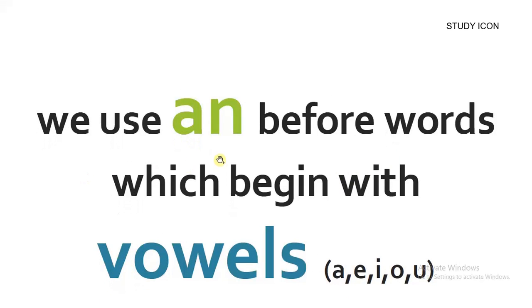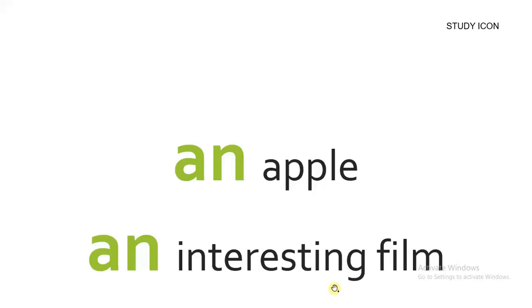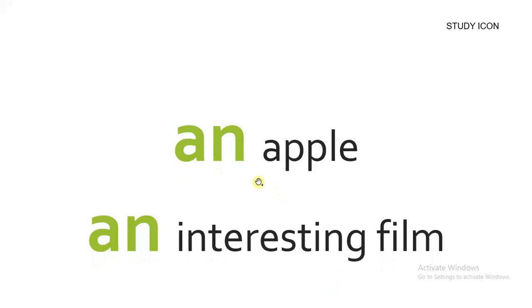Here we use an before words which begin with a vowel, like A, E, I, O, U. These are the vowels. So here it is given like an apple. This is A. A is a vowel. I is a vowel. That's why we are using an.